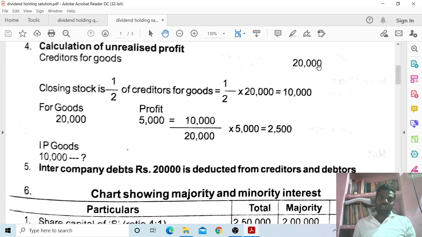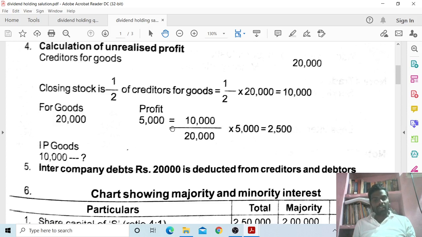Once again, you have to take it here. Creditors for goods 20,000. Half of the goods means 10,000. So if goods is 20,000, the profit is 5,000. While for 10,000 goods, what is the profit? You have to take 2,500.